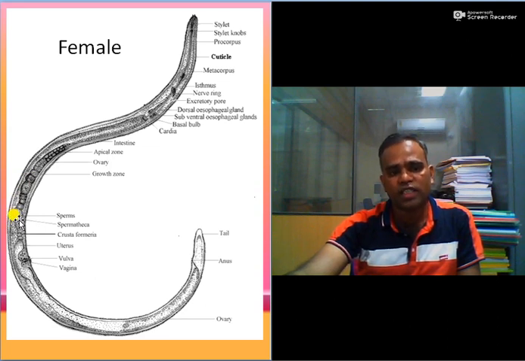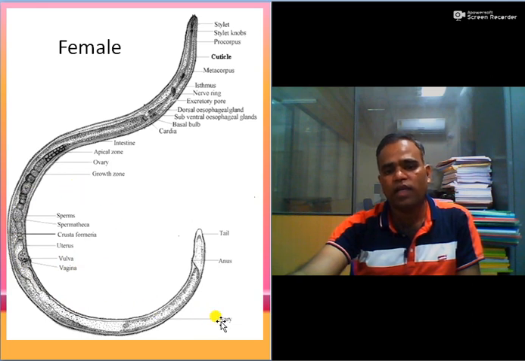So sperms are attached to the egg and they get fertilized, and after that they come into the uterus where egg development or egg maturation takes place, and from this vulva the birth of juvenile second takes place, as juvenile first is developed within the egg itself. So the vulva is the external opening of the vagina, it is a slit-like pore. So all this is about this female.